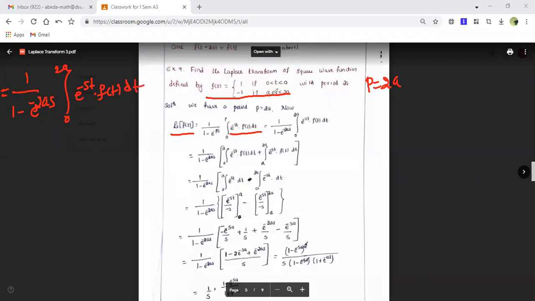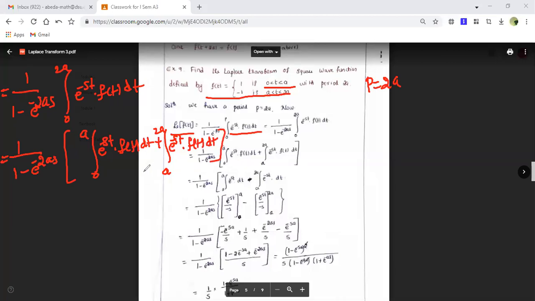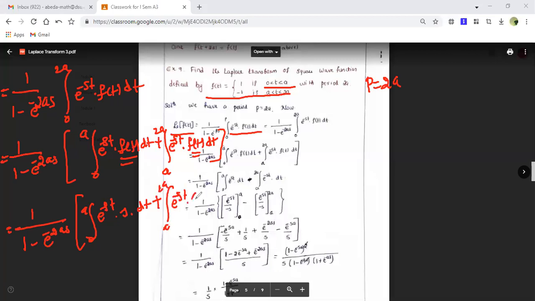Now since this function is split into 2, that is between the interval 0 to a and from a to 2a, we'll write this as 1 upon 1 minus e to the power minus 2as. This I keep completely out. This is from 0 to a e to the power minus st f of t dt plus from a to 2a, again e to the power minus st f of t dt. So this is how we'll be splitting. Now we will write f of t between those intervals. So this is equal to 1 upon 1 minus e to the power minus 2as as it is, 0 to a. Within 0 to a, my f of t is defined as 1. So it is just simply 1 into dt. Similarly, between a to 2a, e to the power minus st, minus 1 into dt. So this is how we split it into 2.